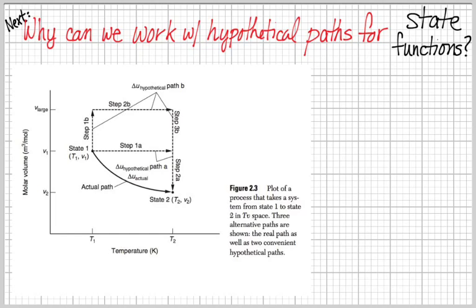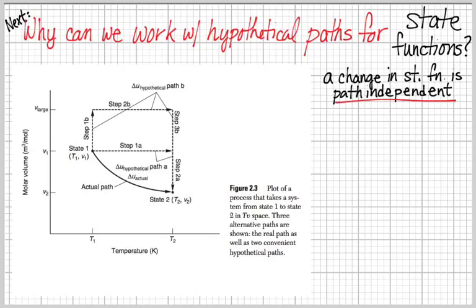So I could take hypothetical paths from step 1A down through step 2A. I could go up through step 1B to step 2B, down to step 3B, and down to step 2A. I can choose any of these paths, and at the end of those additive paths, I will have the energy difference, the delta U, for state 1 to state 2. So, a change in state functions, again, is path independent. That's why we say it's path independent, because I can choose an isothermal and isochoric process and get from state 1 to state 2.